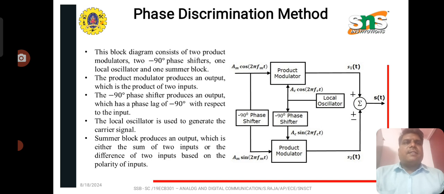Next, the phase discrimination method. This block diagram consists of two product modulators, two -90 degree phase shifters, one local oscillator and one summer block. The product modulator produces an output which is the product of two inputs. The -90 degree phase shifter produces an output which has a phase lag of -90 degrees with respect to the input. The local oscillator is used to generate a carrier signal. The summer block produces an output which is either the sum of two inputs or the difference of two inputs, based on the polarity of inputs.